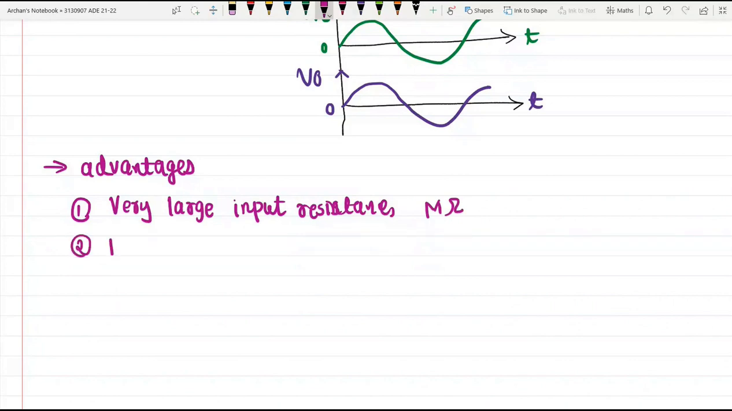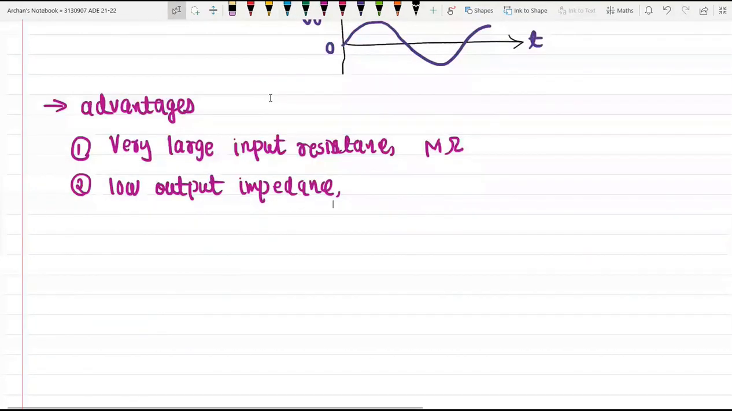Second, it will offer you low output impedance or resistance. This is also an advantage, as we have discussed so many times. And then if we talk about the operating range, this will provide a large bandwidth.